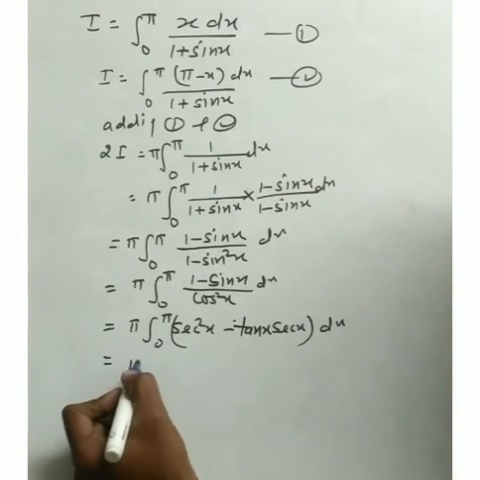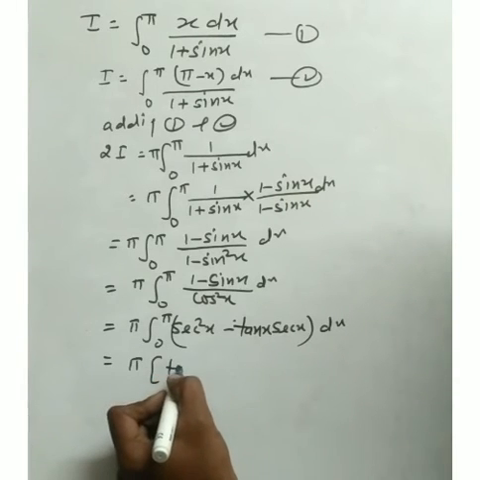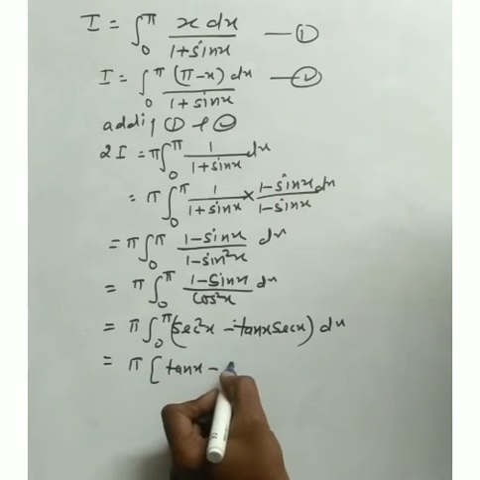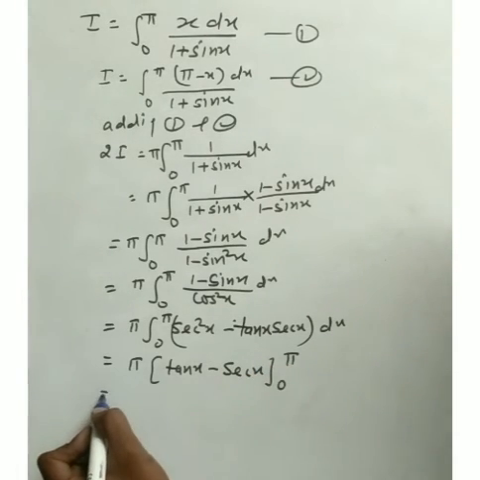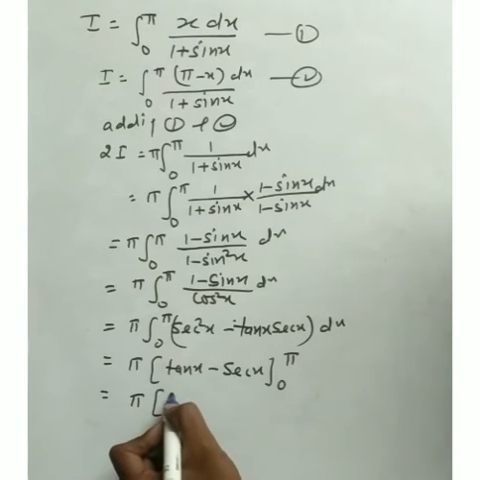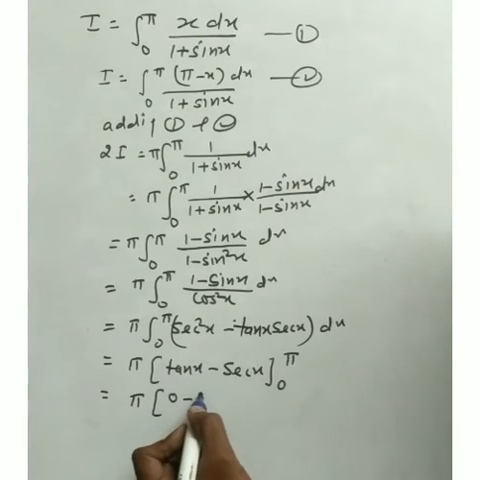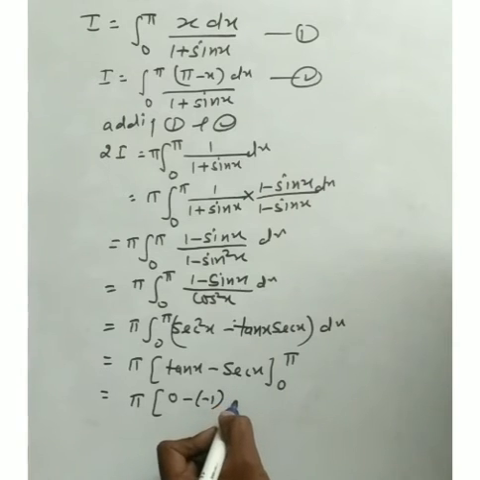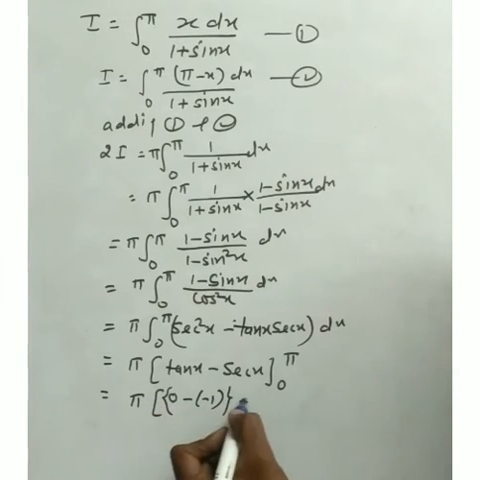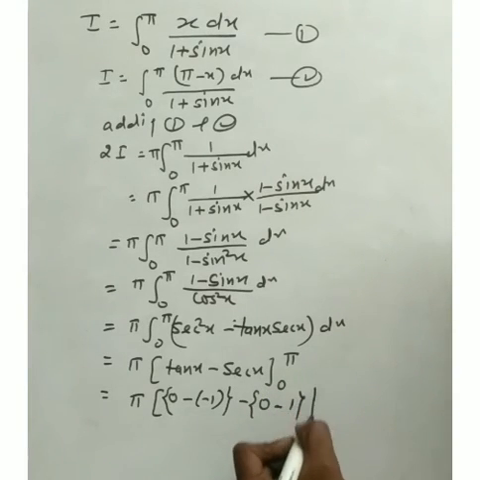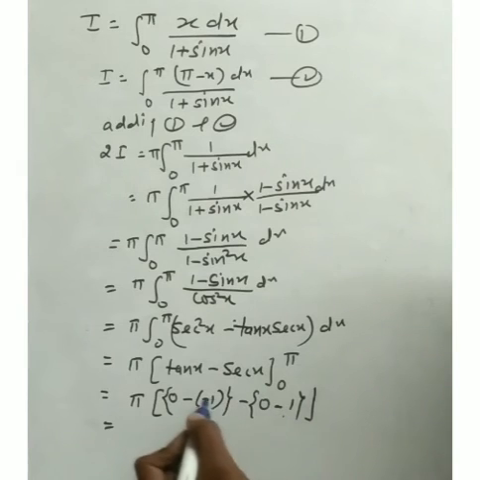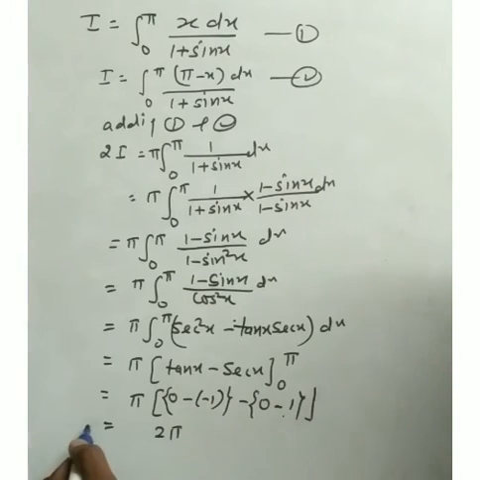Now we integrate it. Integral of sec square x is tan x. Integral of tan x sec x is sec x. And the limit is from 0 to pi. Tan pi is 0. Sec pi is minus 1. Minus, tan 0 is 0. Sec 0 is 1. So it is 1 plus 1, 2 pi. 2I equals 2 pi. So I equals pi. Answer.